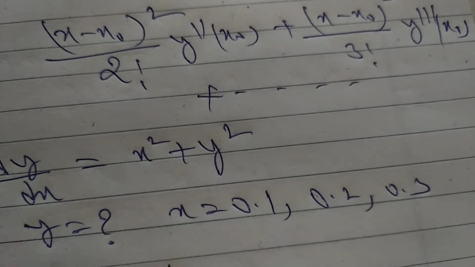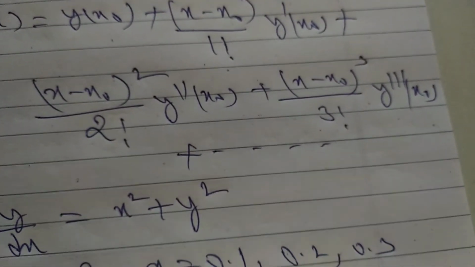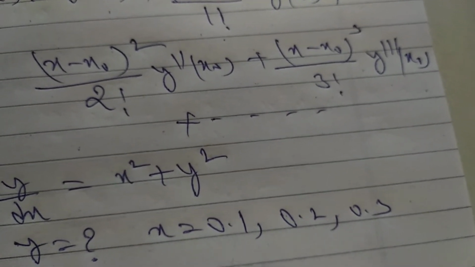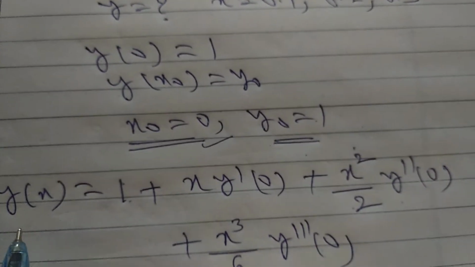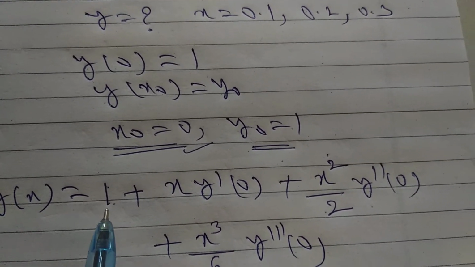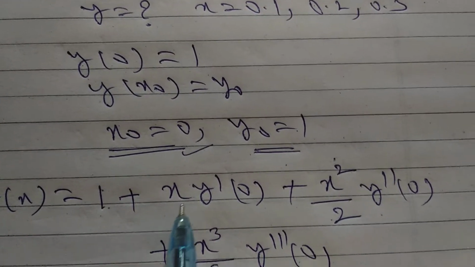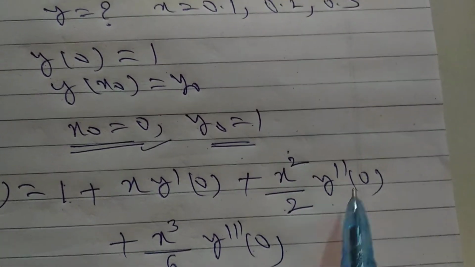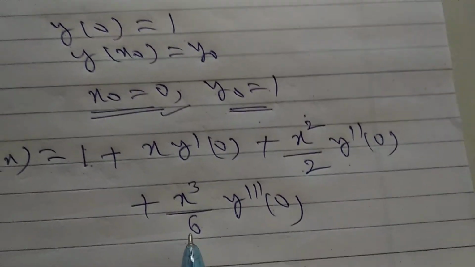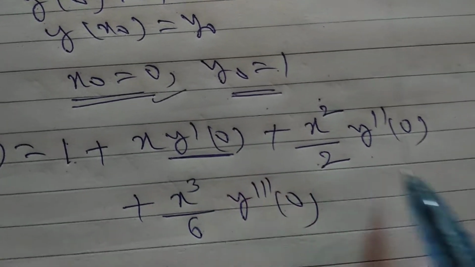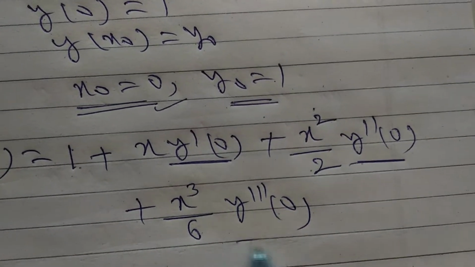x naught means 0 plus x minus x naught. x naught is 0, whole cube divided by 3 factorial, means 6 into y triple dash of x naught means 0. See here, I substituted y of x naught means 1, x naught is 0, so y of 0 is equal to 1 plus x into y dash of 0 plus x square by 2 into y double dash of 0 plus x cube by 6 y triple dash of 0. So now you have to find out the value of y dash of 0, y double dash of 0 and y triple dash of 0.